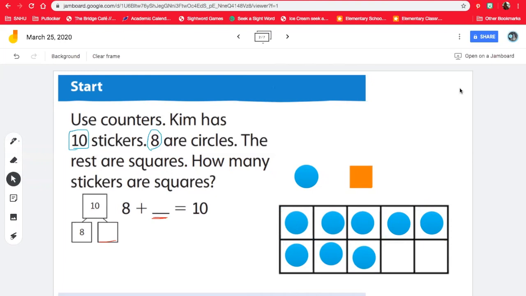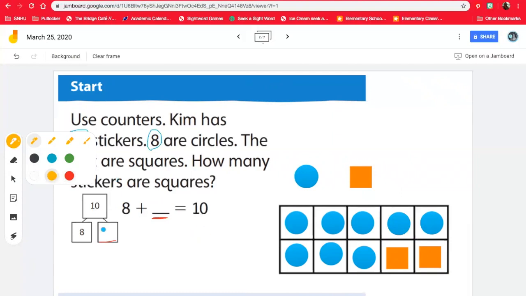Now the rest are squares. I know this is a 10 frame, which means we want all of these boxes to be filled because Kim has 10 stickers total. So I'm going to place the square stickers in the 10 frame. Now our 10 frame is full, which means we have 10 total, or 10 in all. How many square stickers do I have? 2. Perfect. I'm going to take my yellow marker and write a 2 in the boxes. So now that means 8 plus 2 equals 10, or 8 and 2 equal 10. 10 is the total. Let's move on to the next problem.